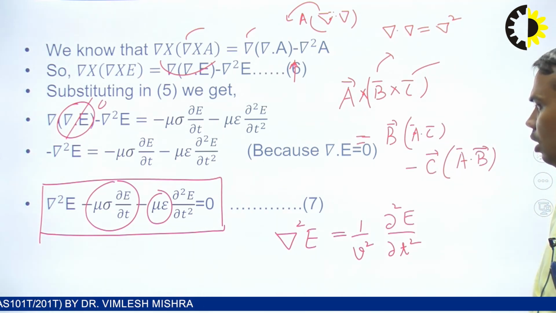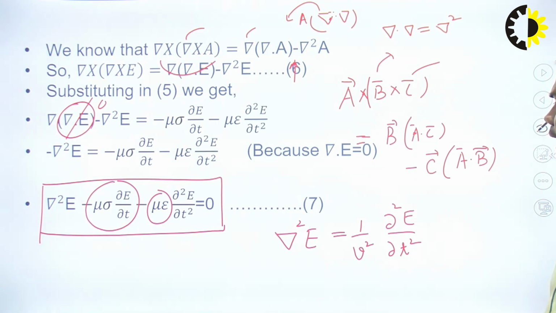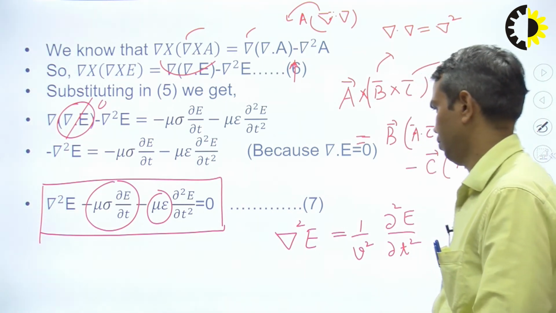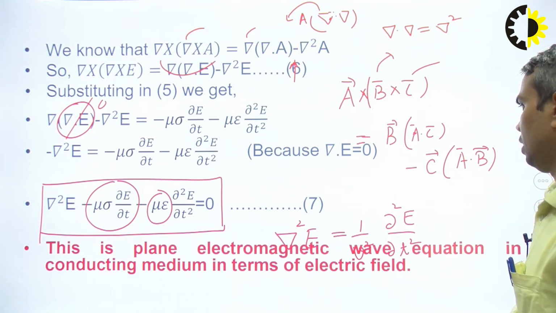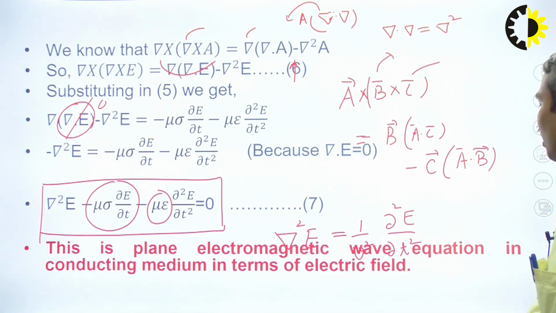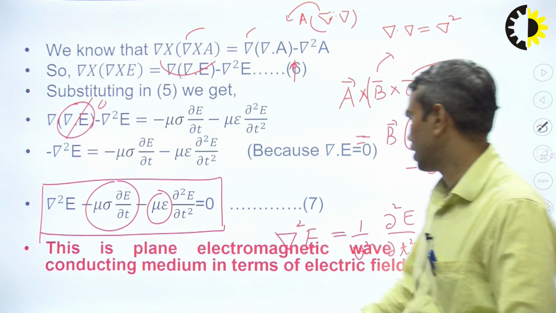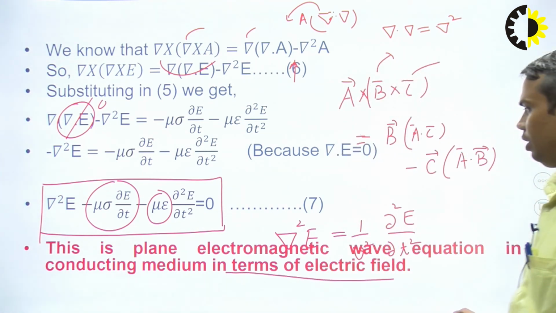So this is our electric wave equation, or wave equation for electric field in conducting medium. And similarly, so this is plane electromagnetic wave equation in conducting medium in terms of electric field.